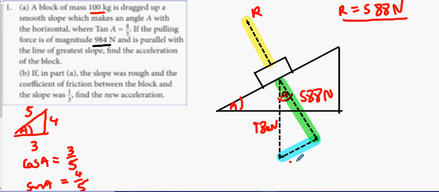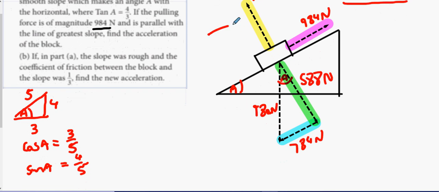Here's the good news now, 784 newtons. Now, it has a pulling force of 984 newtons up the hill. You draw a line here, and this is 984 newtons. Now, the pink line going to the right is parallel to the blue line going to the left. These forces are acting against each other. The weight is causing it to go down the hill, while the pink line is causing it to go up the hill. The overall movement is an acceleration uphill, parallel to the slope.